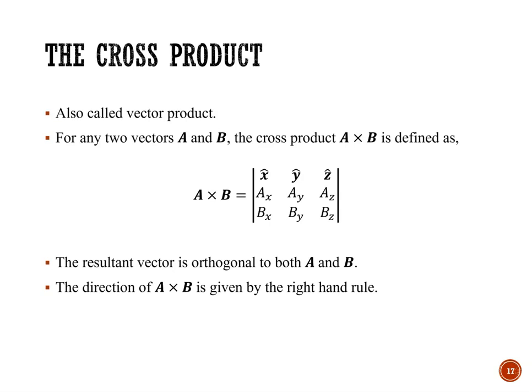Next, we have the cross product, or we can call it the vector product. When you have two vectors, A and B, the cross product of A and B is defined as this matrix here: x hat, y hat, z hat, then ax, ay, az, and finally bx, by, bz. The resultant vector is orthogonal to both vector A and vector B, and the direction of A cross B is given by the right-hand rule.